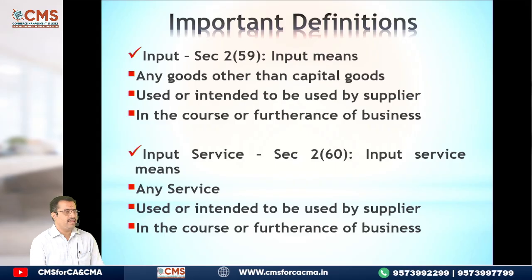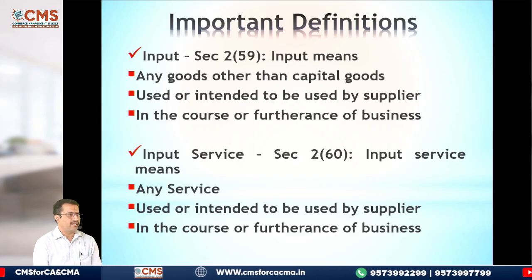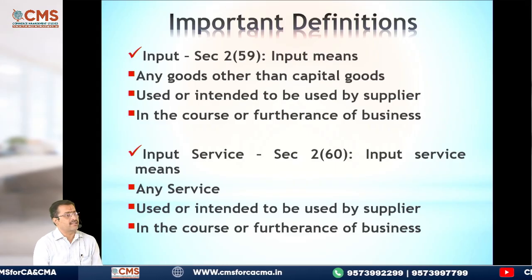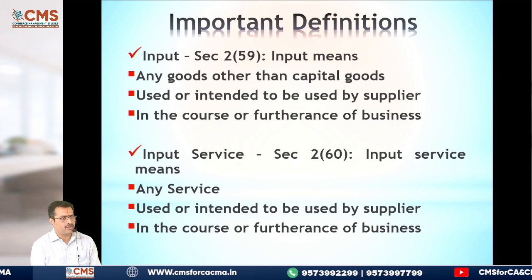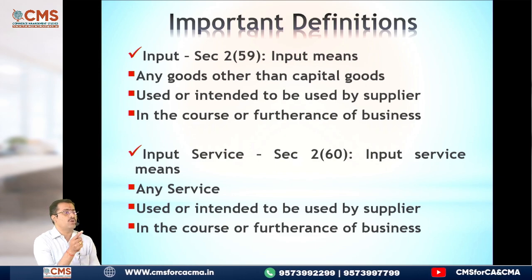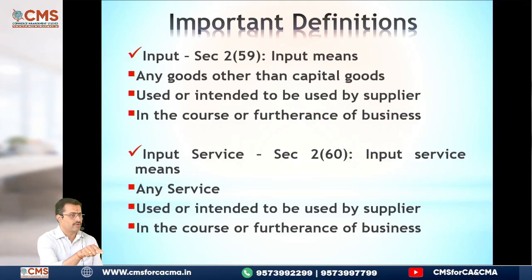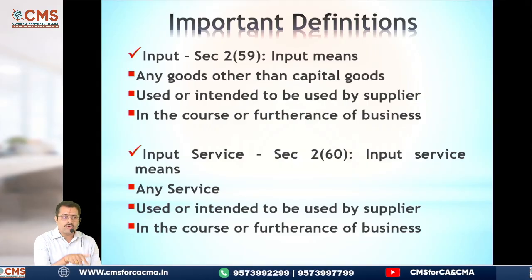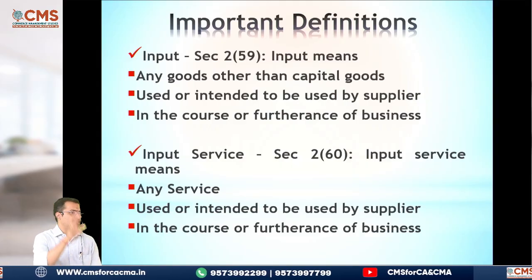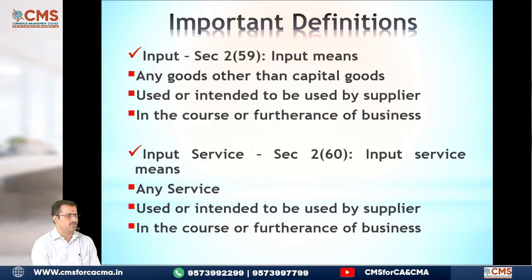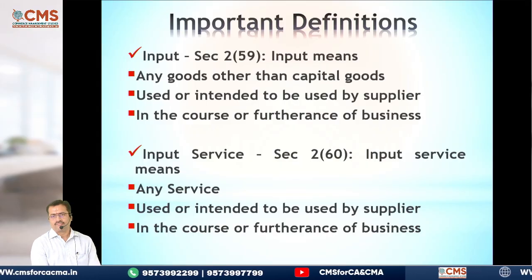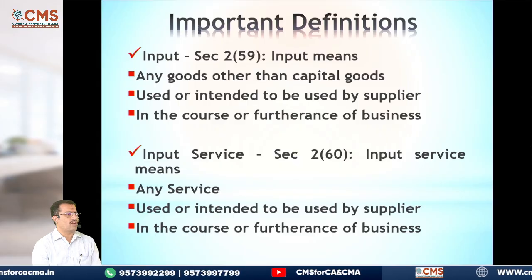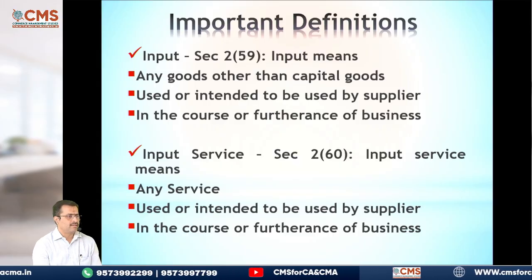Then what do you mean by input? Obviously the raw materials and all, whatever you purchase, something other than capital goods. So any goods other than capital goods, but they say used or intended to be used, where? In the course or furtherance of business. Now that is one very, very important issue. Listen carefully, I'll give you one example. What do you mean by used in the course or furtherance of business?